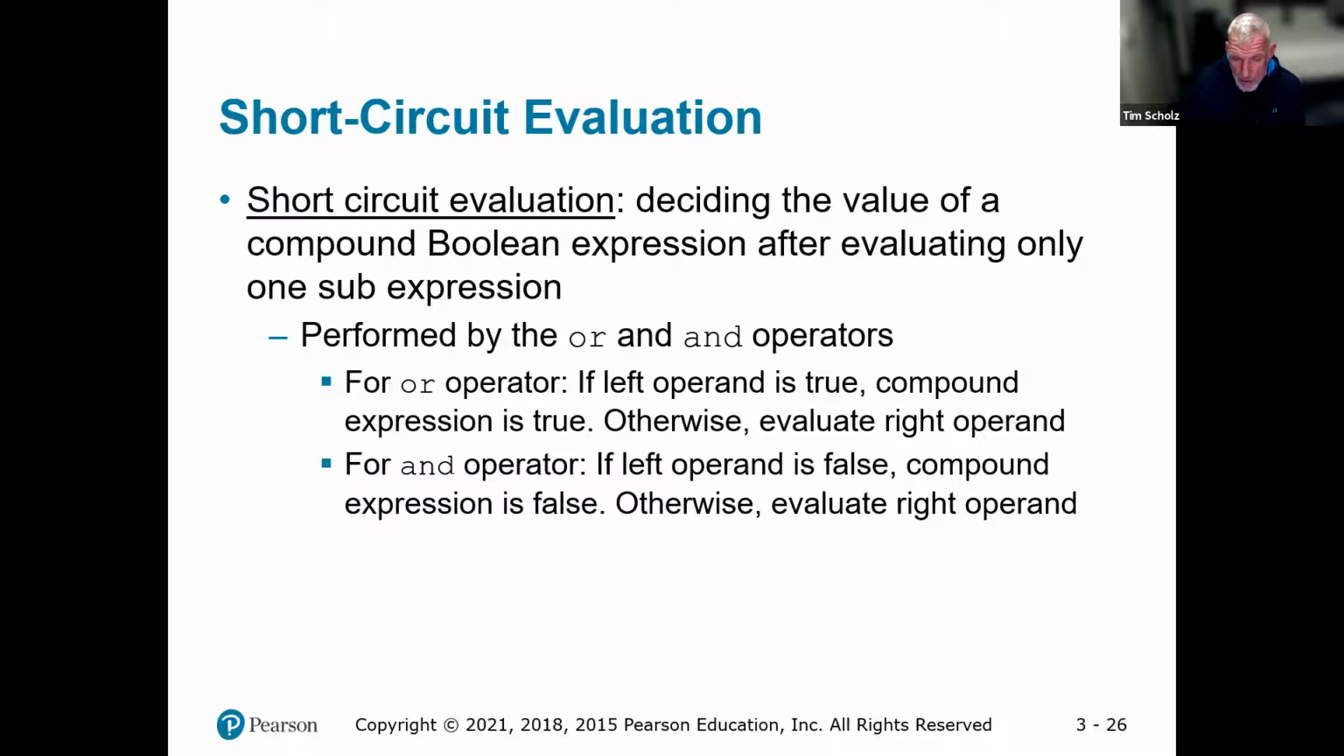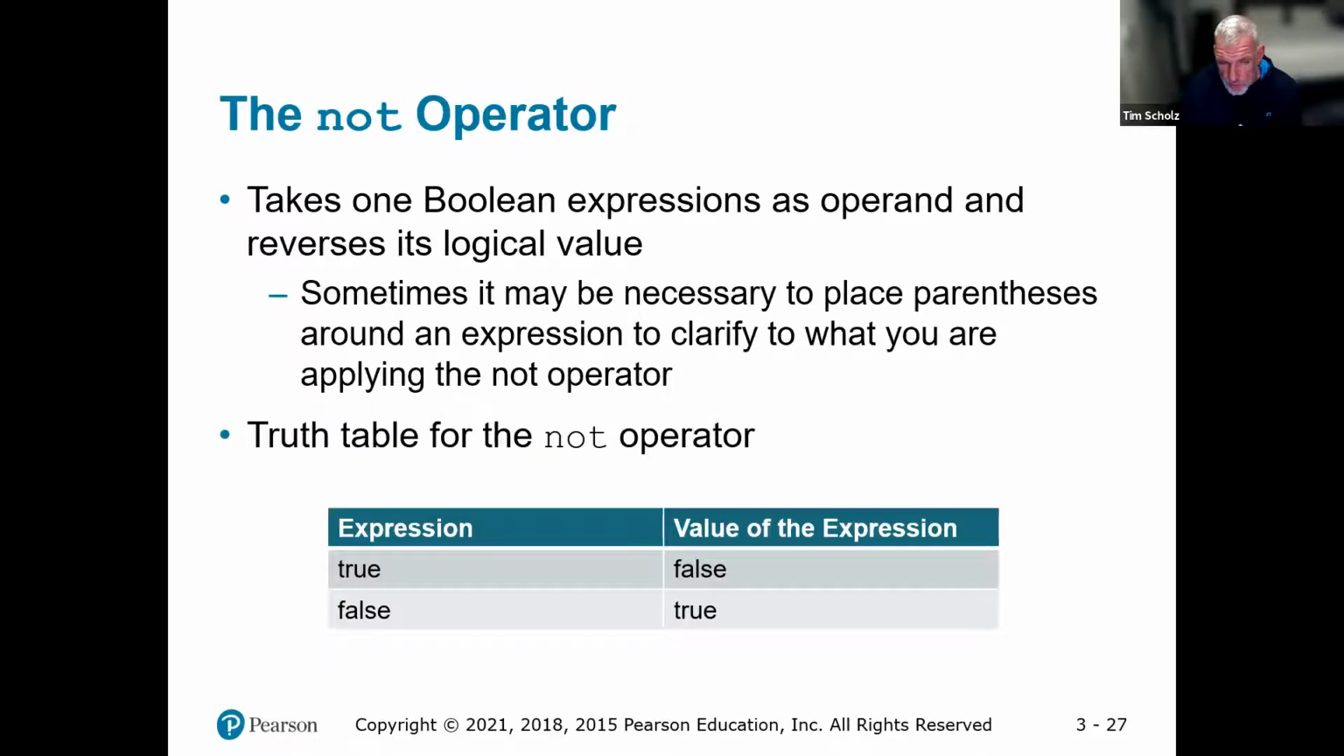For the and, if the first thing I see is false, then I know right away my and statement is going to evaluate to false. I don't have to look at it anymore. If I see the first thing is true, then I have to look at the second thing to see if that's also true for it to evaluate as true. And if that evaluates as false, then your statement is false. The not operator takes your Boolean expression, your true or false expression, and reverses it.